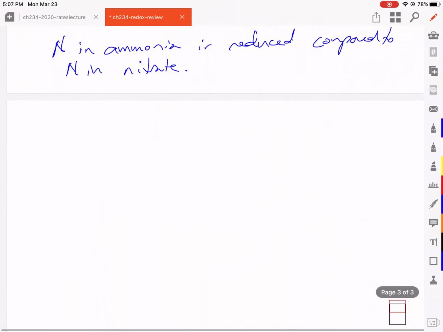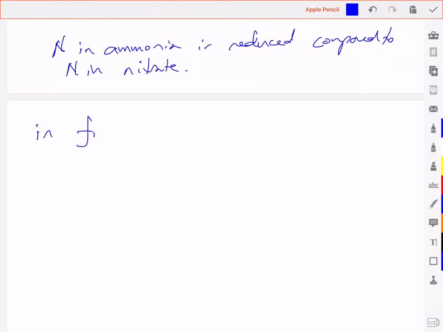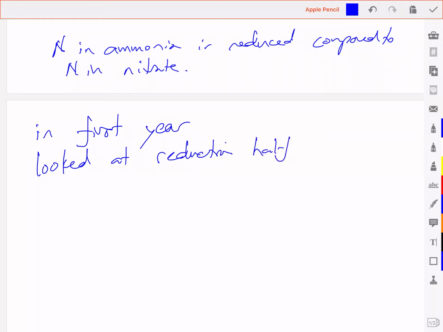Now the same as all our other log K values in this class, they're determined experimentally. We're going to look them up from tables. In first year, you looked at reduction half reaction potentials. It's a half reaction because you're going to see as we go forward that we talk about an oxidation half reaction and a reduction half reaction. You combine the two to get an overall redox reaction.